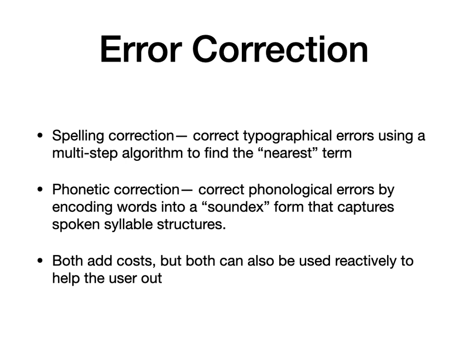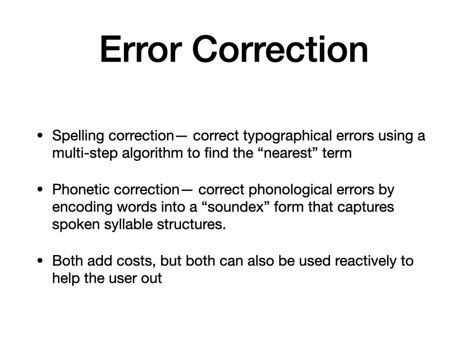So that brings us to the end of this deep dive into 2 very interesting processes for helping the user out. Spelling correction lets us correct these typographical errors using this multi-step algorithm to find and compute the nearest term. And then phonetic correction lets us correct for phonological errors by encoding words in this Soundex form that helps to capture their spoken syllable structures.